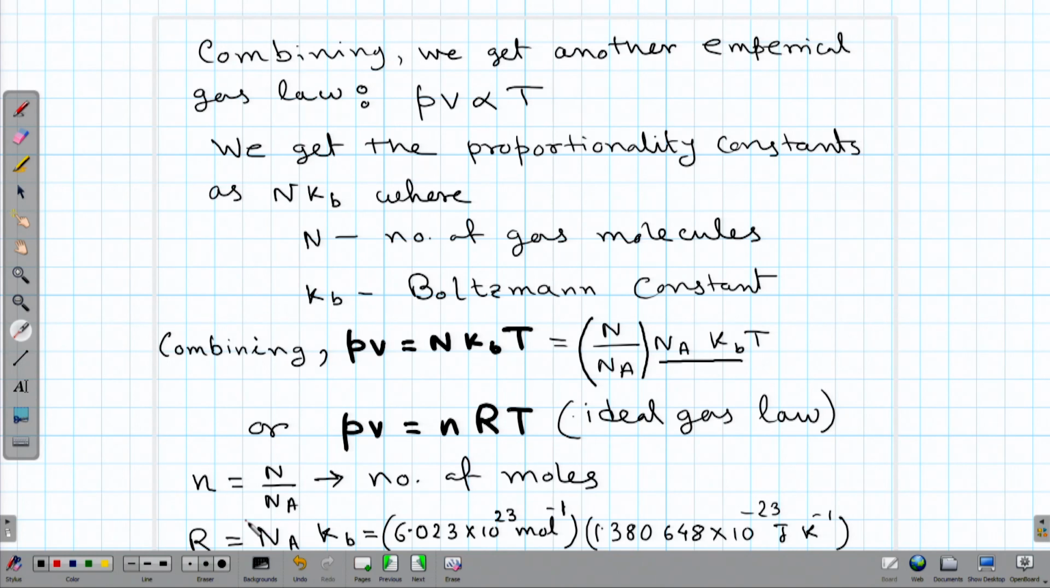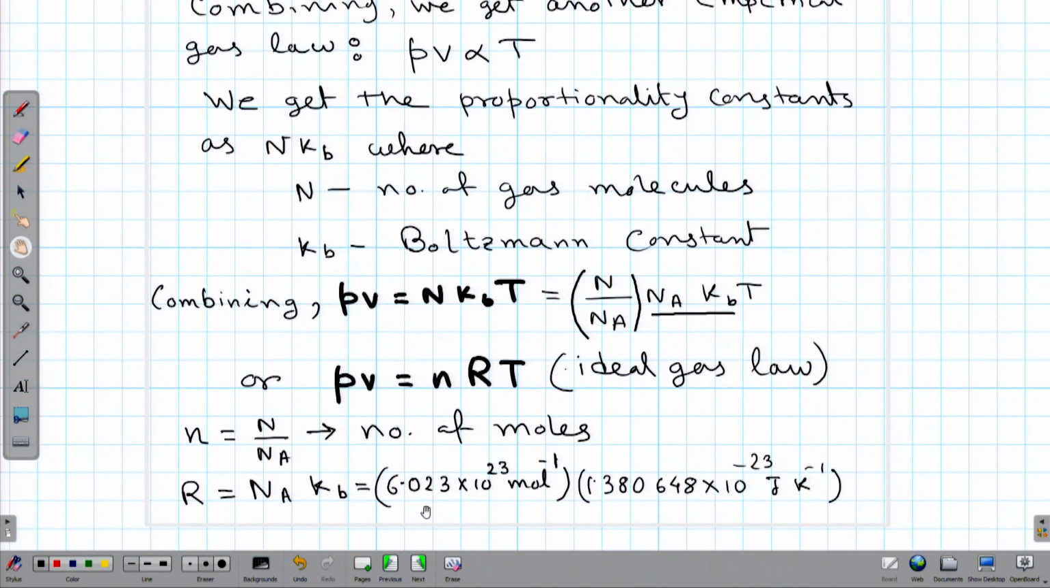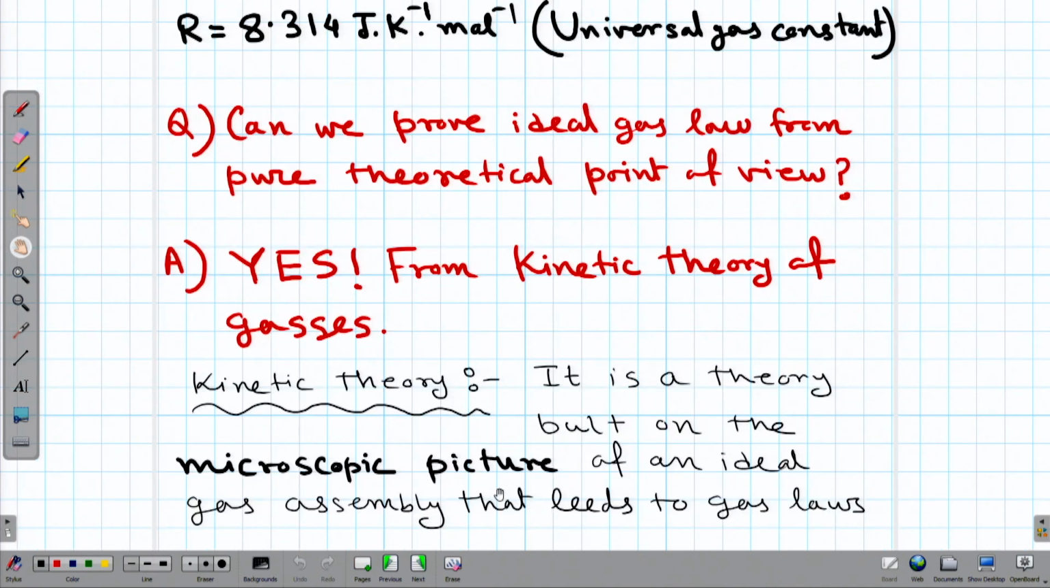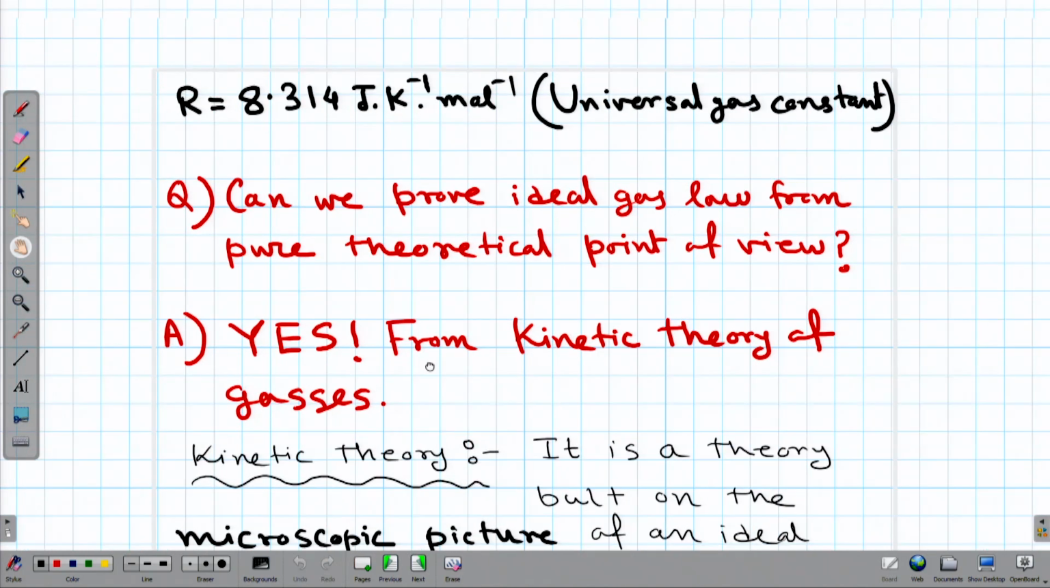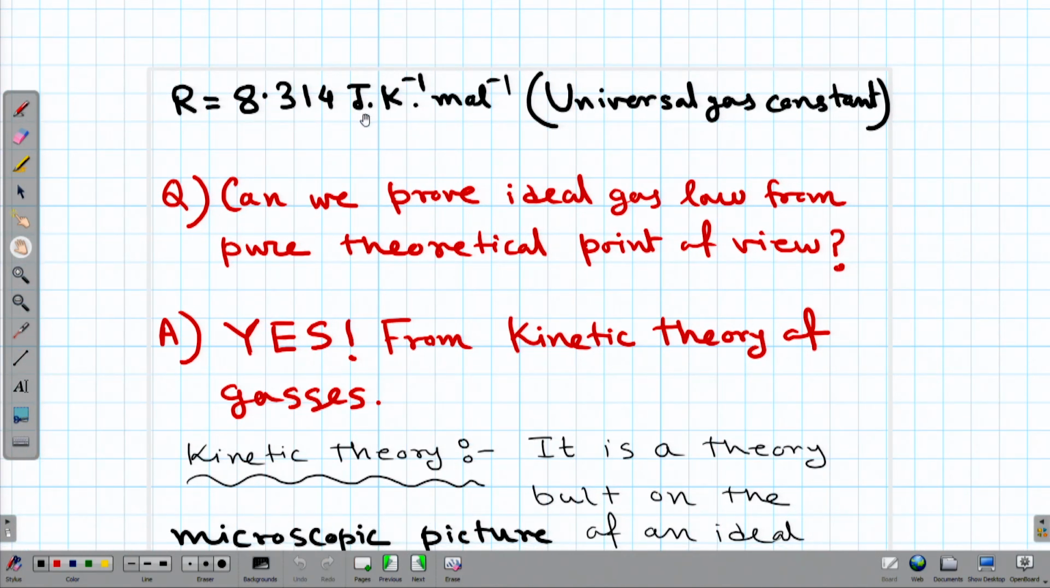The value of this gas constant R is given by Na times kB, which is 6.023 into 10 to the power 23 multiplied by 1.380648 into 10 to the power minus 23, which is the value of the Boltzmann constant, and altogether we get a value of R equal to 8.314 joules per kelvin per mole, which is the universal gas constant. Fantastic.